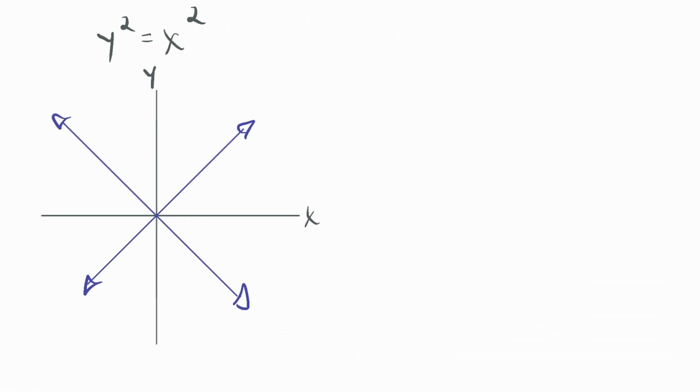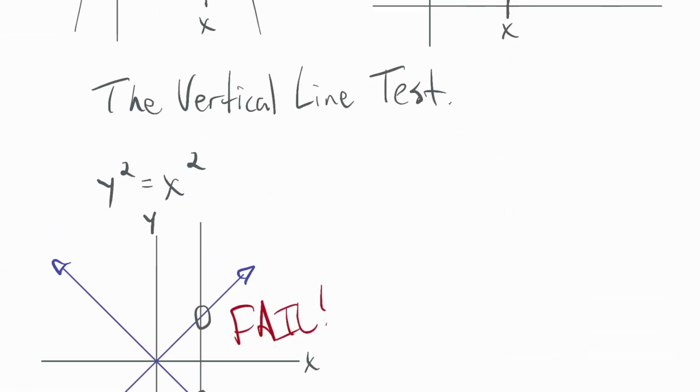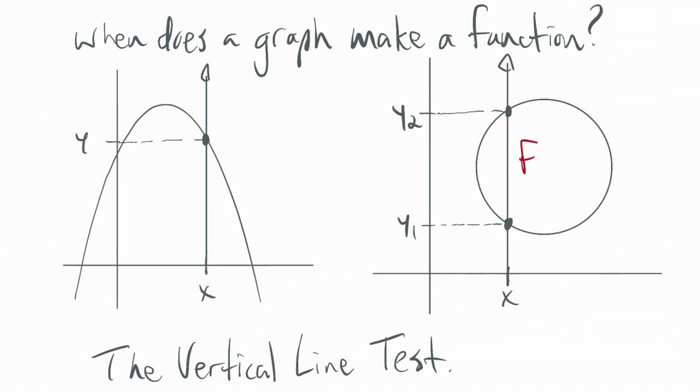Okay, so does this pass the vertical line test? Does this equation correspond to a function? Well, it's pretty easy to check. Just make a vertical line. Oh, it hits the graph twice, so this fails the vertical line test. It doesn't pass because I was able to hit the graph twice with a vertical line. So up here, this one fails the vertical line test. This one passes the vertical line test. No matter where I put that vertical line, it's only going to hit once.